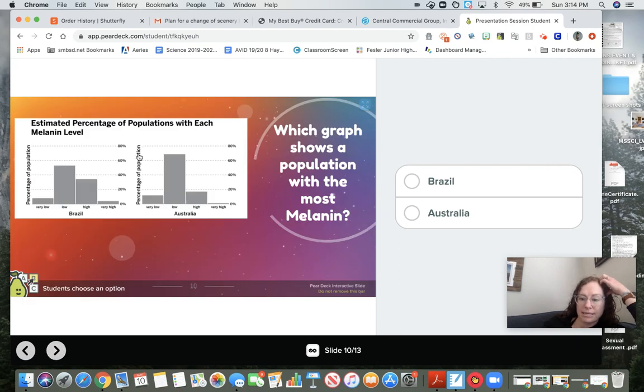Okay, the next one, you just choose one. We have a graph here showing which graph shows the population with the most melanin. So we have Brazil, with the number that have very low melanin, low melanin, high, to very high melanin, and Australia, very low, low, high, high. Which one has the most melanin based on the graph?